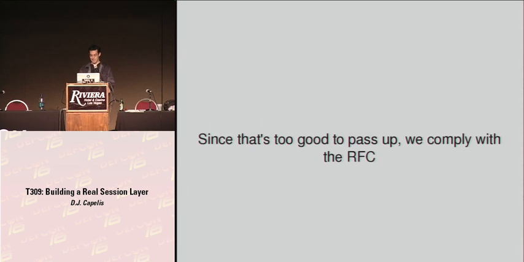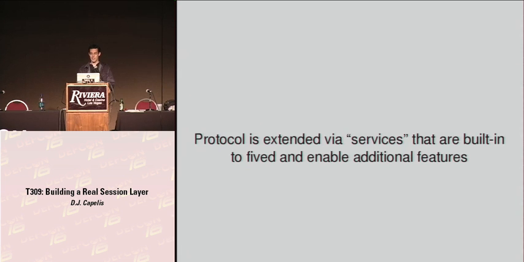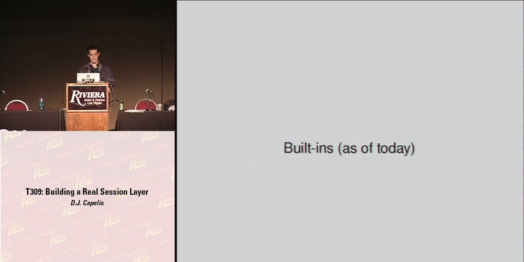So since that port number is too good to pass up, we're compliant with the RFC to the letter, all couple hundred of them. And our protocol is extended via services that are built into the daemon we wrote and enable additional features. Contrary to the Microsoft Embrace, Extend, Extinguish approach, this is going to be the Embrace, Make Awesome, and Make Awesomer approach. So our built-ins, as of today, and I'm not joking, as of today, obviously we have help. This is required by the RFC. It lists your service names.